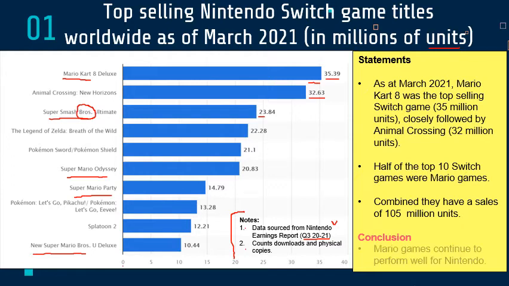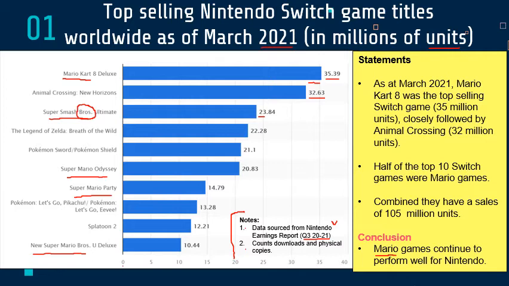Now, my conclusion. I'm going to say just a general conclusion. Mario games continue to perform well for Nintendo. And I can say that because I know Mario has been around for a good 30 plus years, and there's been many different Mario games. And obviously, as at 2021, Mario is still quite a popular character, it's still quite a popular title. And so Nintendo obviously making these games and people are buying them.